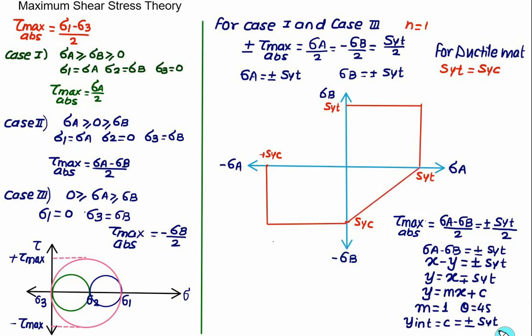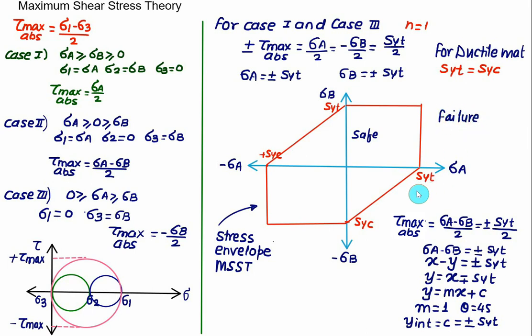And second time we have the y-intercept is positive, that is this intercept is positive. So if I join the SYC with SYT, I will again get a slope equal to 1 and the y-intercept is equal to SYT. So this one becomes the envelope, that is a graphical representation of the maximum shear stress theory, or it is also called a stress envelope for maximum shear stress theory. So inside region anywhere will be the safe region and outside it will be fail. So failure will occur outside because the value will exceed SYT or SYC, then it is a failure.